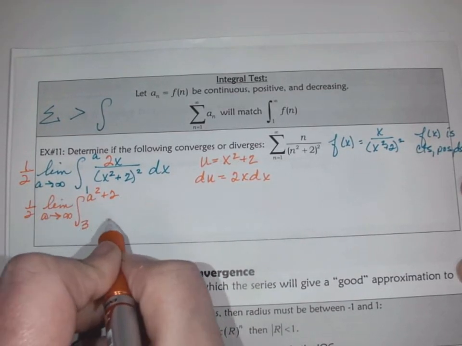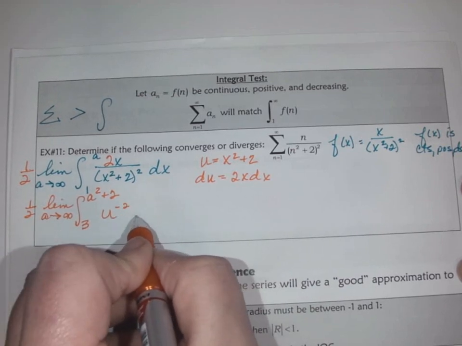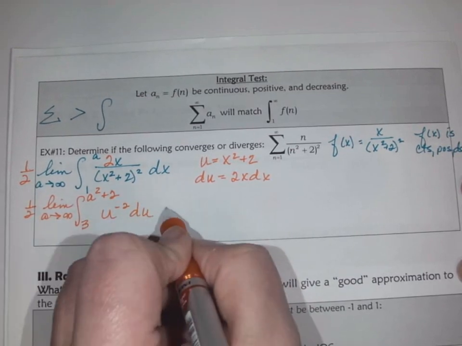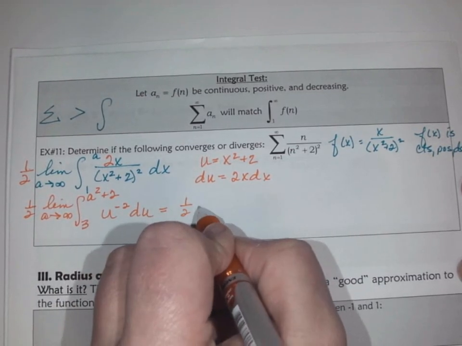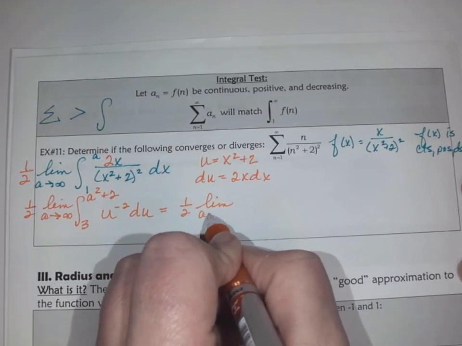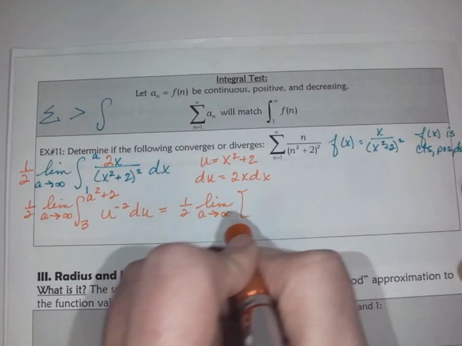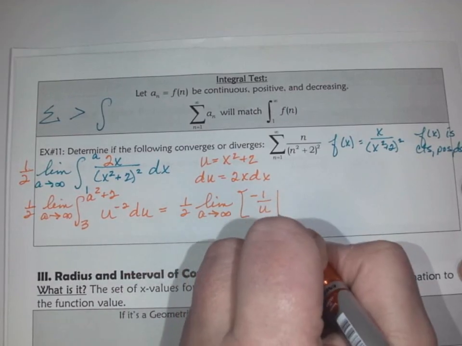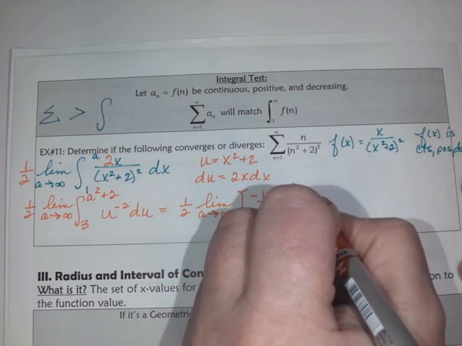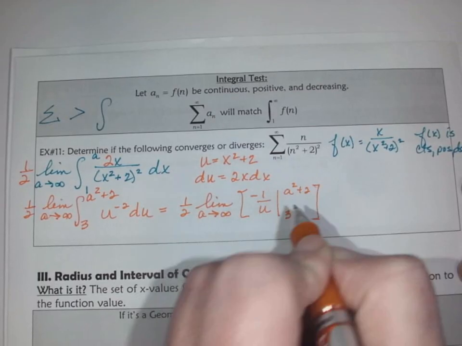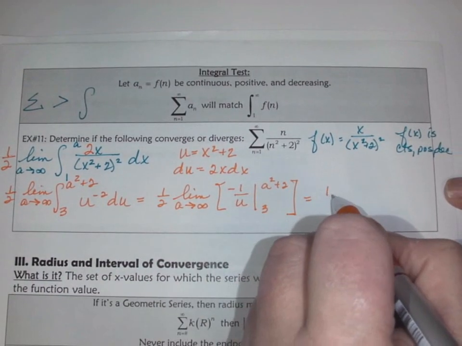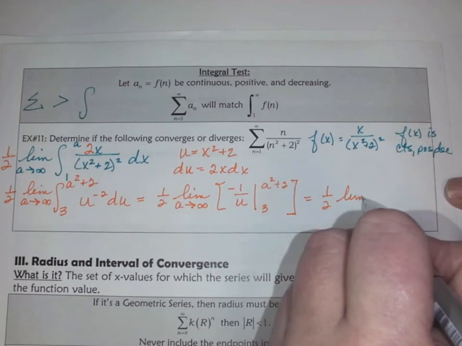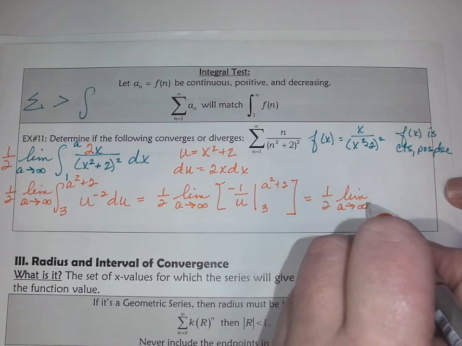Now my formula becomes u to the negative 2 du, which is going to be 1/2 times the limit as a goes to infinity. Antiderivative of u to the negative 2 is negative 1 over u, and we're going to evaluate it at 3 and a squared plus 2, which is going to be 1/2 times the limit as a goes to infinity.